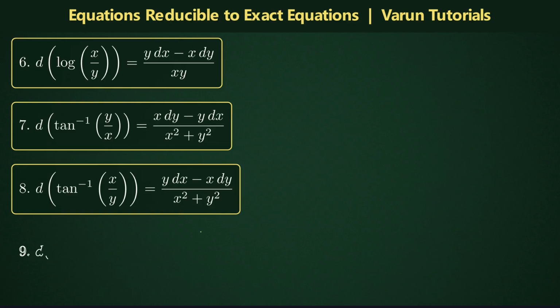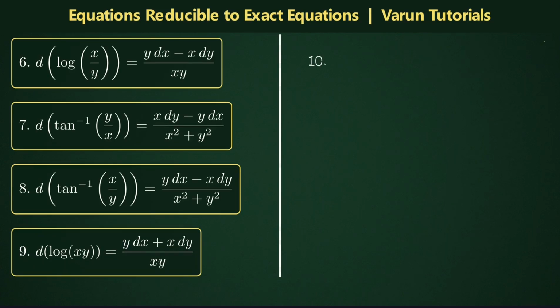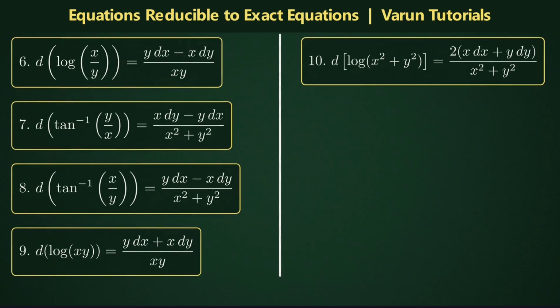Ninth, the differential of log of xy is equal to y dx plus x dy, all over xy. And 10th, the differential of log of the quantity x squared plus y squared is equal to 2 times the quantity x dx plus y dy, over x squared plus y squared.